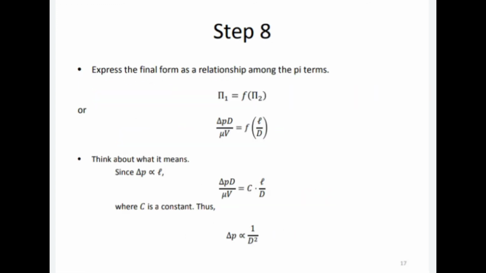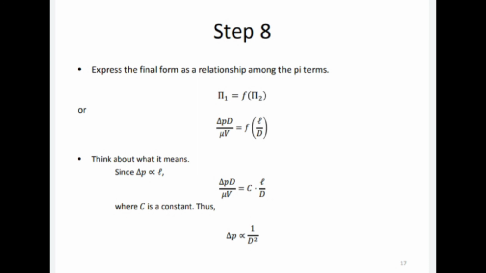Okay, step 8, the last step. So we have to express the final form as a relationship among the pi terms. So pi 1 is equal to f of pi 2. So pi 1 we already know, pi 1 is equal to delta p d over mu v, and it's equal to f of L over d, which is the pi 2.